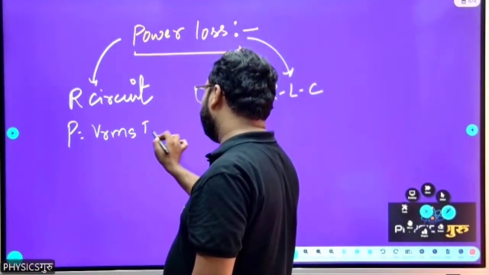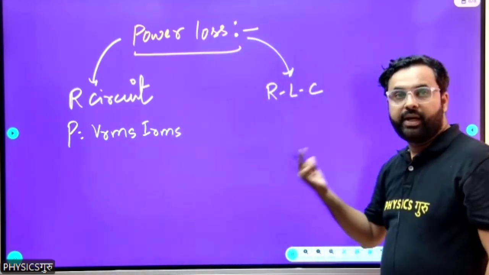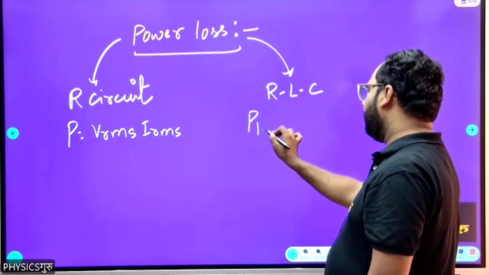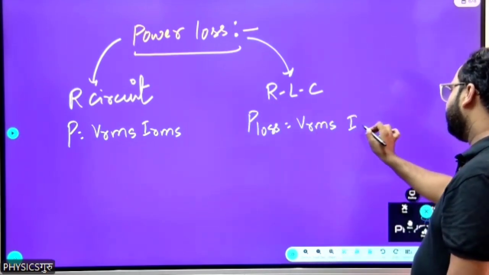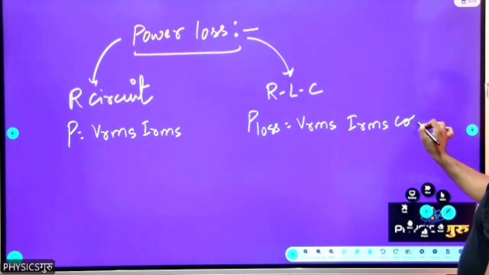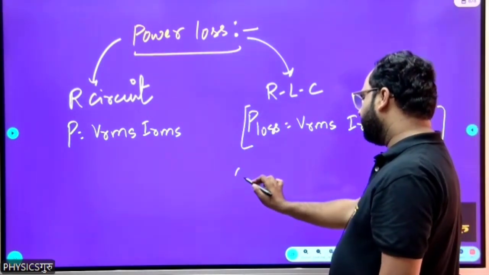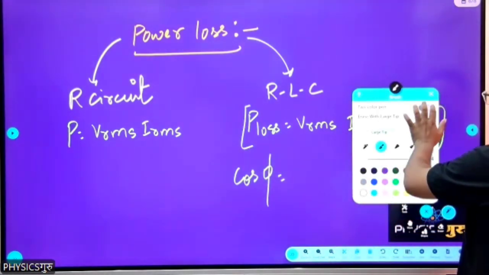VRMS IRMS. Power loss is equal to VRMS into IRMS. In case of the RLC circuit, power loss is basically VRMS IRMS cos phi. Now basically what is cos phi? Cos phi is called the power factor.